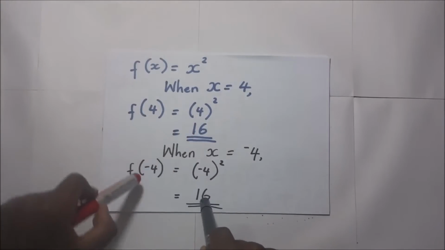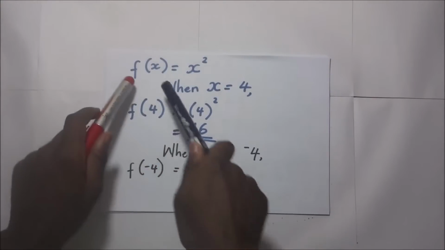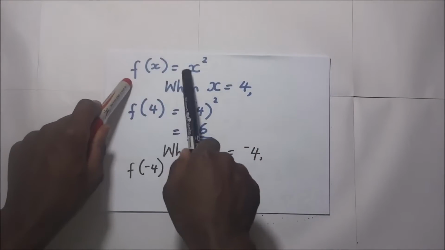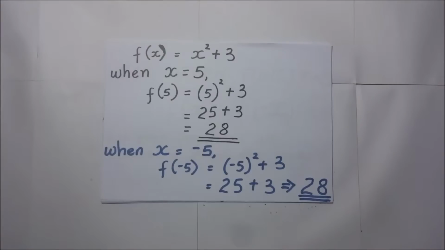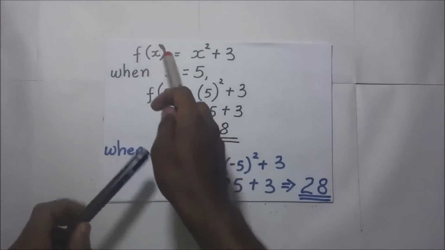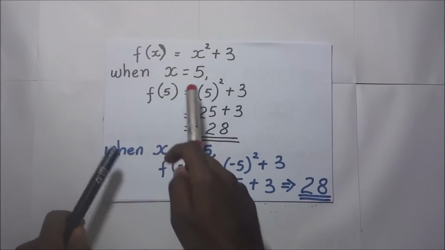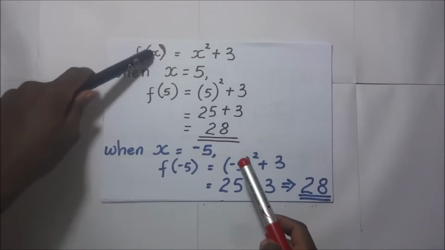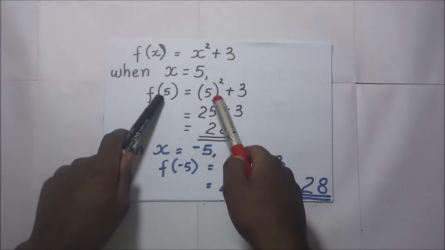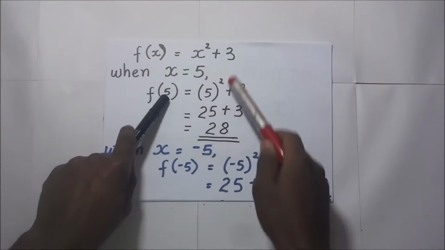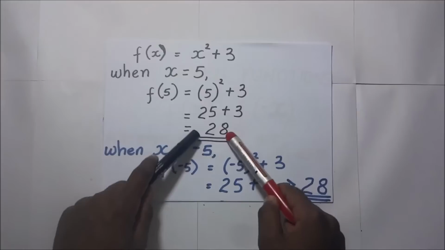Now, because when we plug in a negative value it gives us the same answer, 16, this makes f of x equal to x squared an even function. This is the other illustration. We have another function, f of x is given by x squared plus 3. Let's choose the number 5. When x is 5, it becomes 5 squared plus 3. 5 squared is 25 plus 3, giving us 28.